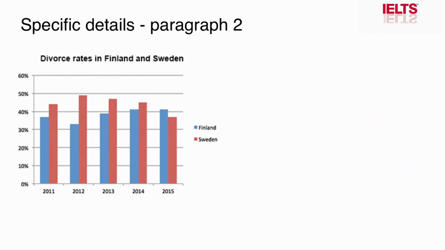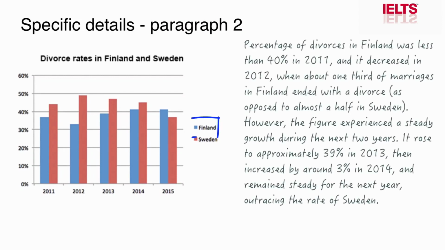That's all with our first paragraph with specific features. And now we move on to the second paragraph with Finland's specific features. And here is how I wrote it. "The percentage of divorces in Finland was less than 40% in 2011, and it decreased in 2012, when about one-third of marriages in Finland ended with a divorce, as opposed to almost a half in Sweden.